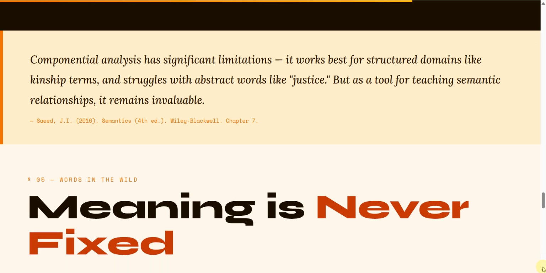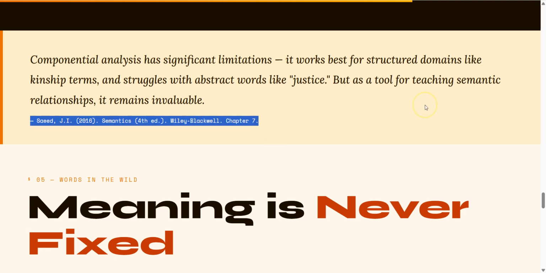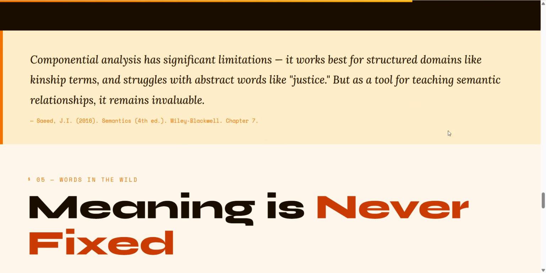Let's move forward. Componential analysis has significant limitations. It works best for structural domains, like kinship terms, and struggles with abstract words like justice, but as a tool for teaching semantic relations, it remains invaluable. This is the study by Said in 2016, which shares the limitations of this method, showing that it is not that reliable.